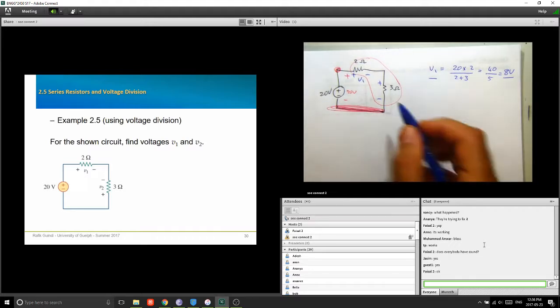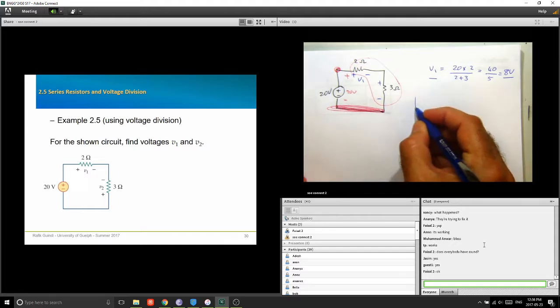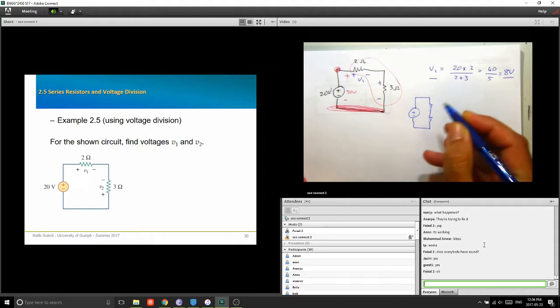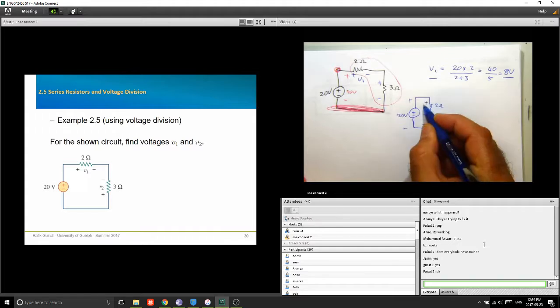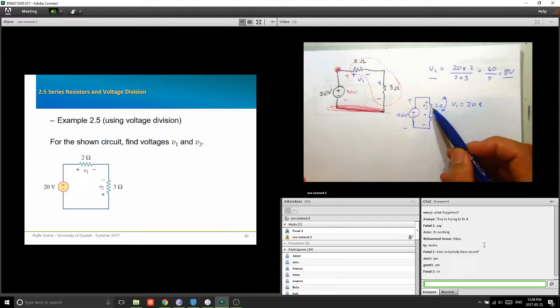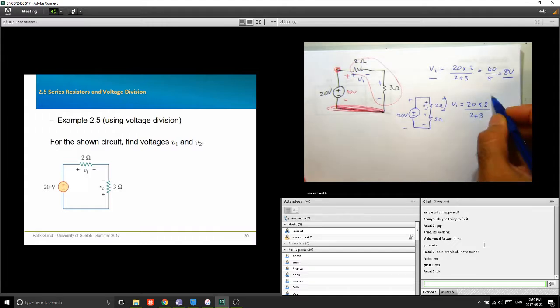Again, how did I do that? The voltage V1 is the total voltage Vs, which is 20, multiplied by the resistance that I'm concerned with, this one, that's 2, divided by the sum of the two resistances, 2 plus 3. So in one step, you get V1.